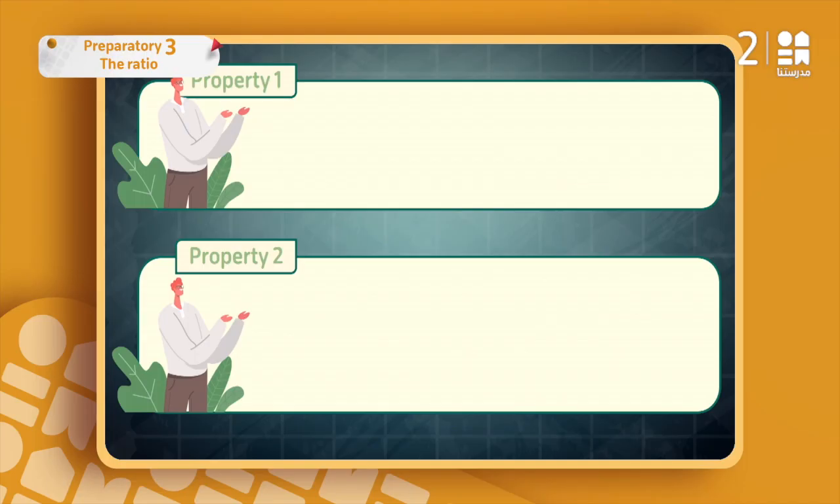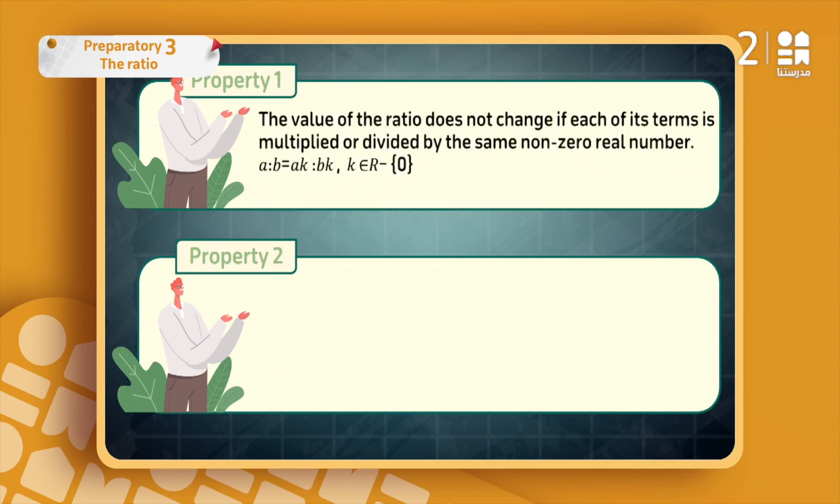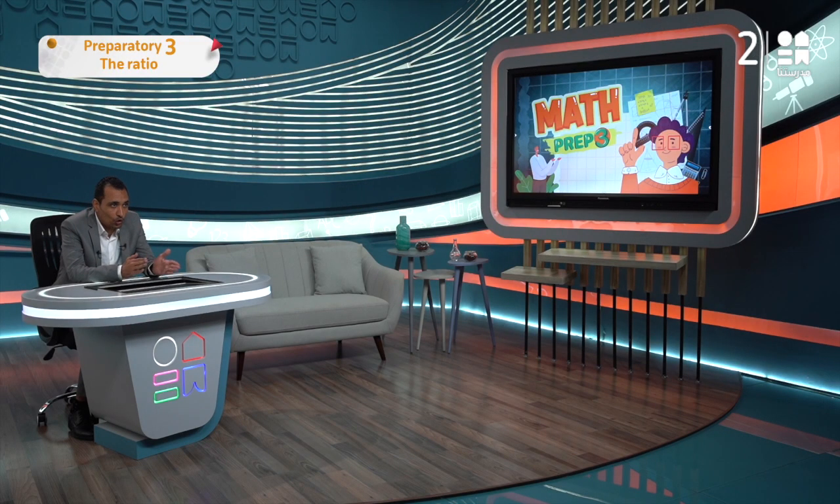ودلوقتي هنقول some properties of the ratio. Property number 1: the value of the ratio does not change if each of its terms is multiplied or divided by the same non-zero real number. يعني ال two terms of the ratio اللي هما كانوا A و B لو عملناهم multiplied by أي real number except 0، الريشيو الفاليو بتاعتها does not change، مش هتتغير. يعني لو عندي ratio between A and B and we multiply both terms by K، عملنا الأول by K والتاني by K such that K belongs to R star اللي هي R minus 0، هنلاقي الريشيو is the same value.